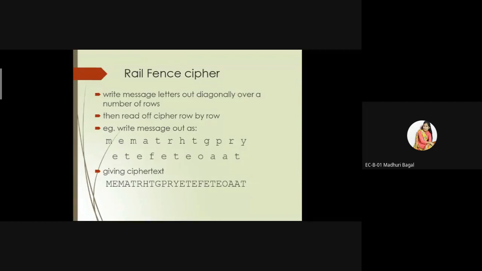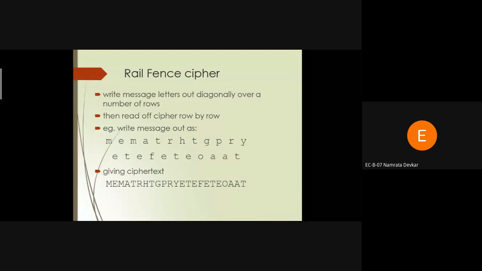Okay, focus on the screen. First we can split the word "meet". In the first row we write M, in the second row we write E, then again in the first row we write E, and in the second row we write T. So M, E, E, T. Have you understood this? How we can represent our plain text in a diagonal order?